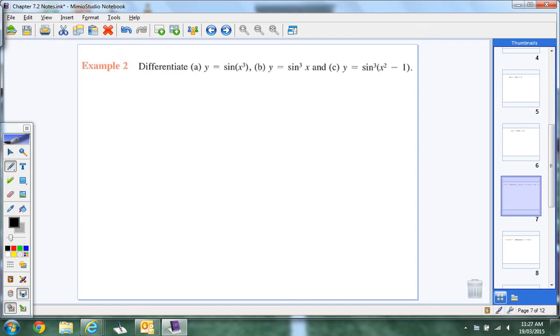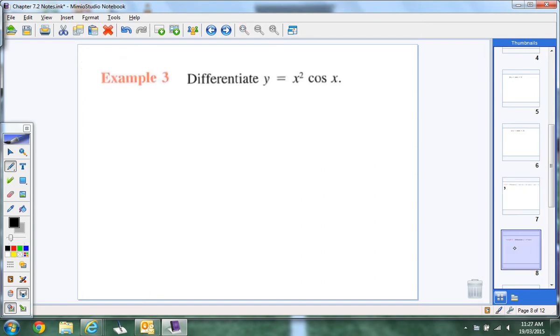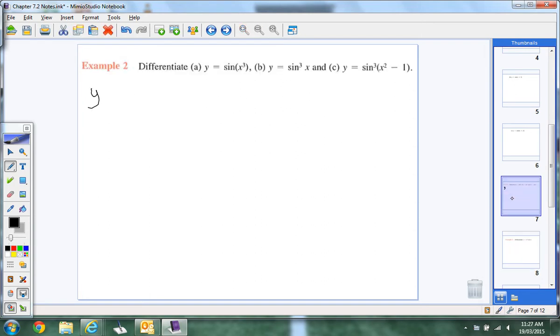We have 3 to do here. Let's look at the first one. Sine of x cubed. What do you guys think this one would be? 3x what? Good, 3x squared out front. Not sine, cosine of x cubed.